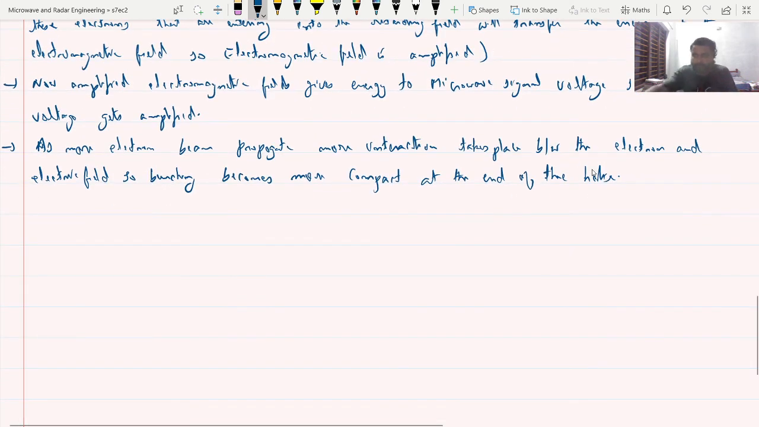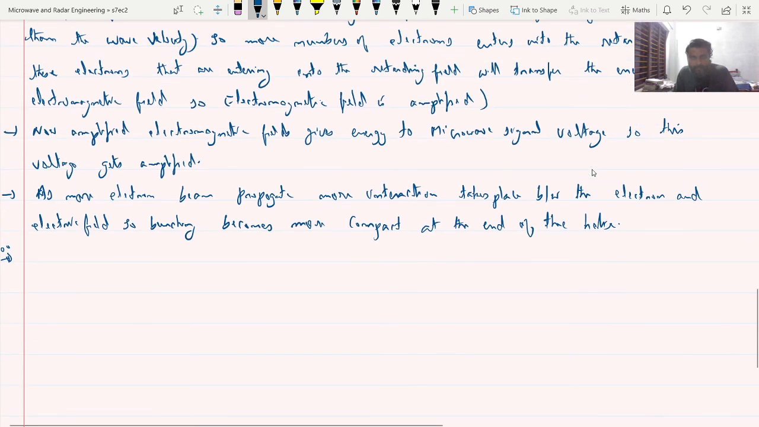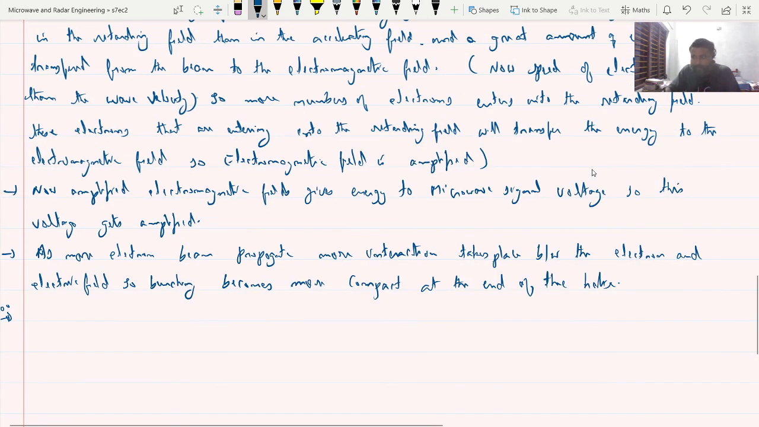Okay. So this is the thing that is happening here. If you want, I will write in another method. You can take this also according to the textbook method, where I have stopped here, that is from this point, electromagnetic field. What happens? A great amount of energy is transferred from the beam to the electromagnetic field. So the microwave signal voltage is in turn amplified by the amplified field. The bunch continues to become more compact, and there is a large amplification of the signal voltage across the end of the helix. That is what I have given here.